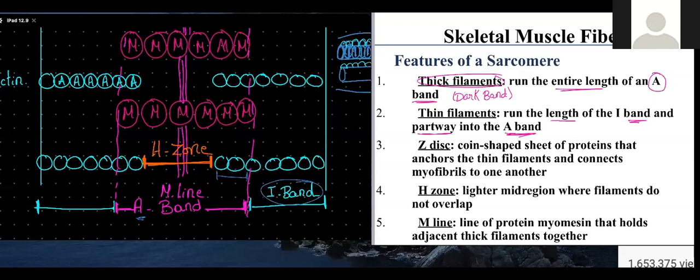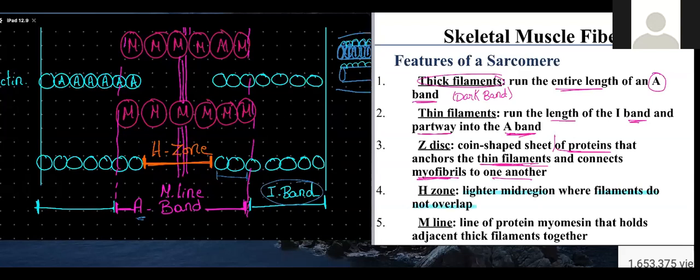Z discs are cone-shaped sheets of proteins that will be anchoring the thin filaments and connecting the myofibrils to one another. What is the H zone? The H zone is the part that has lighter color in the mid region where the filaments do not overlap. It's formed only of thick filaments.